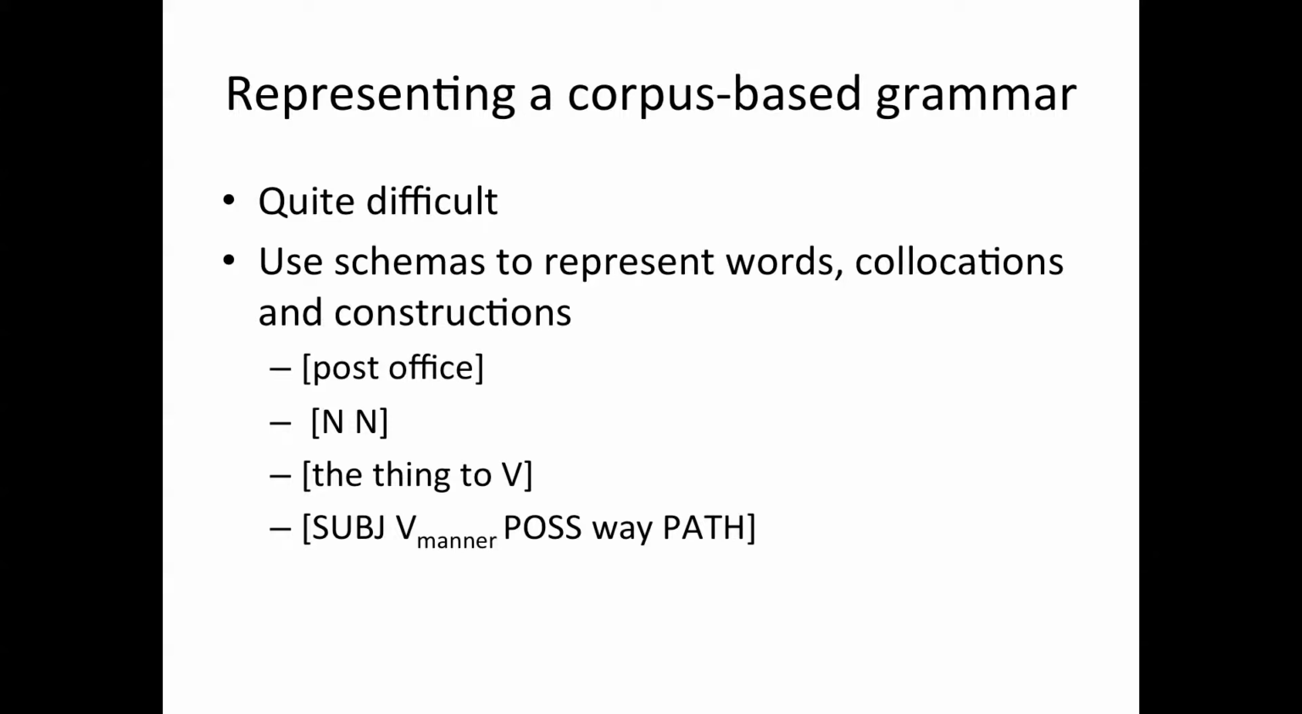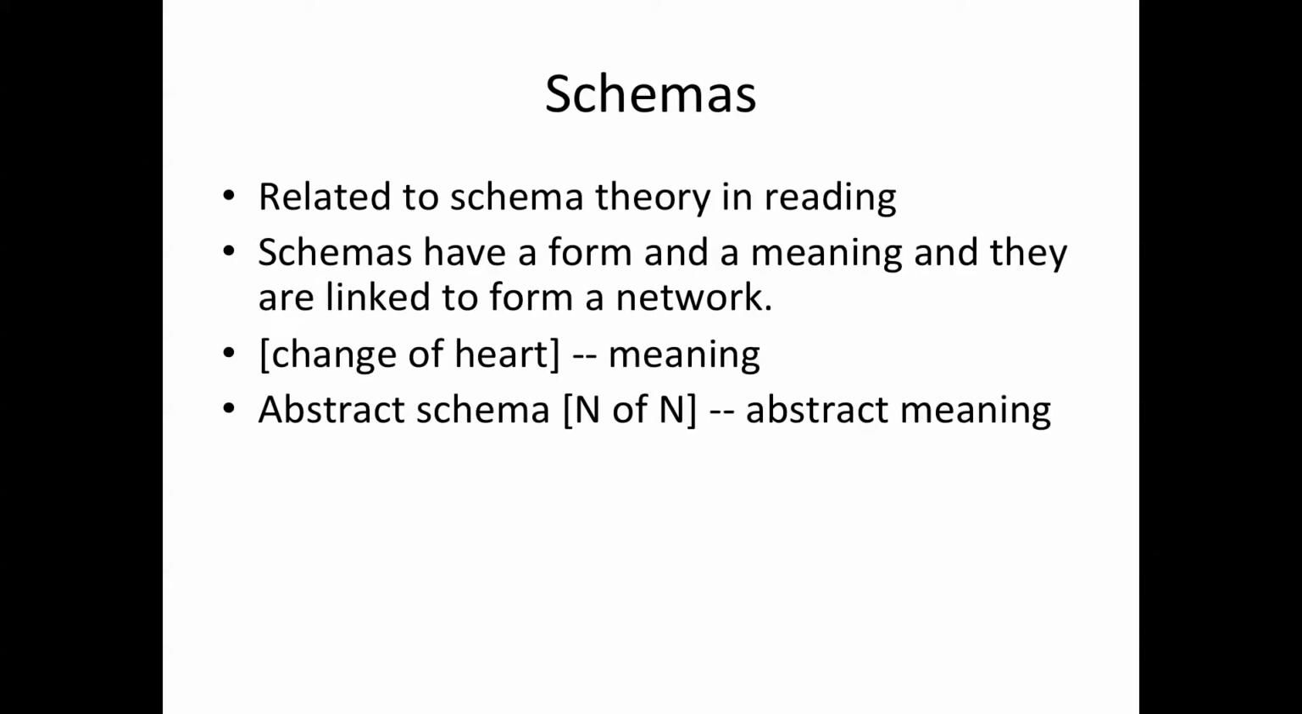These are schemas related to schema theory in reading, and they have a form and a meaning, and they're linked to some kind of network. Some of these are just lexical chunks like change of heart, which has a particular meaning, not to do with transplants, or we have more abstract meaning related to noun of noun, which is a more abstract representation of things like change of heart and other similar lexical meanings. Okay, so that's a quick run through. So I'll stop there with this part.